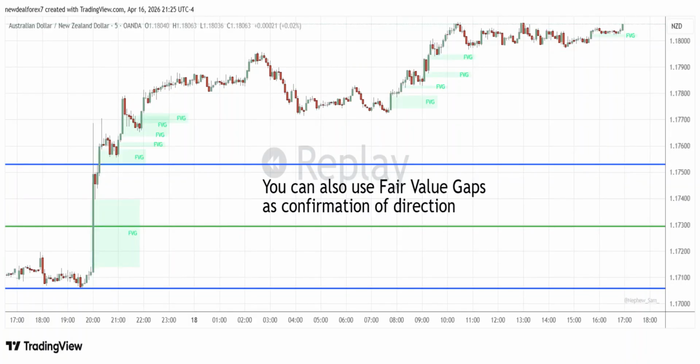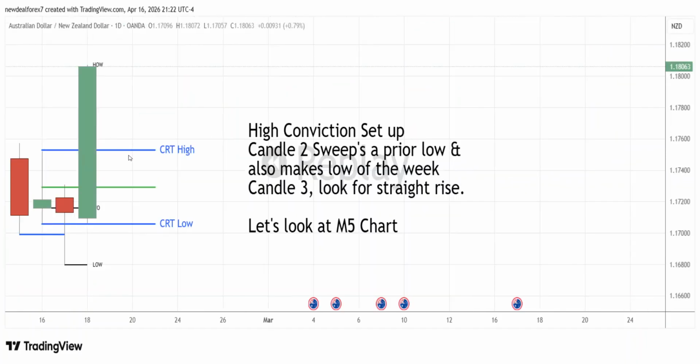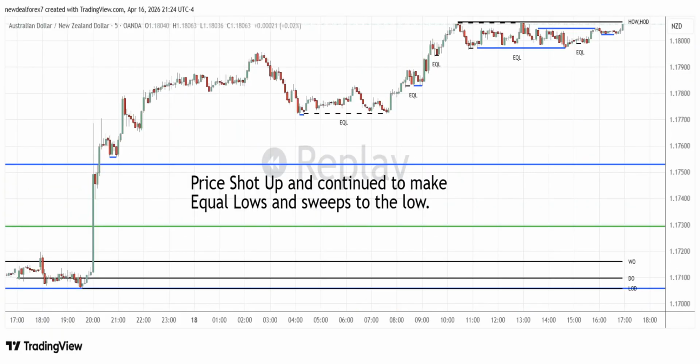So you can also use fair value gaps as confirmation of trend direction. This is the same chart, just using fair value gaps for confirmation. This one uses equal highs. Whoops, let me go back. This one uses equal lows and also sweeps. These blue lines are the sweeps, and equal lows here, using the mark levels indicator.